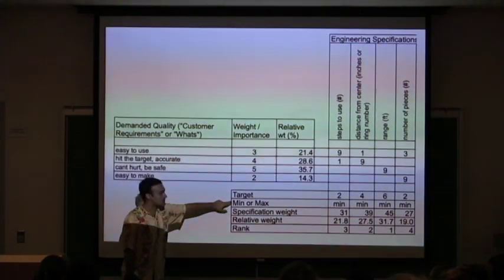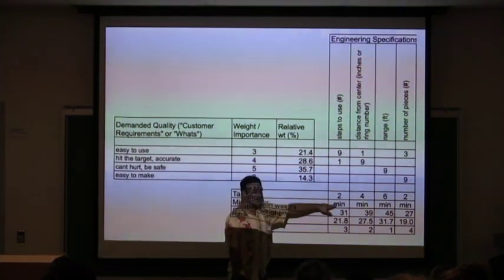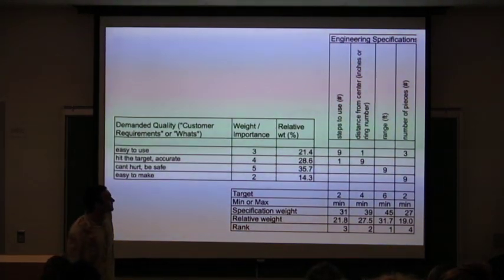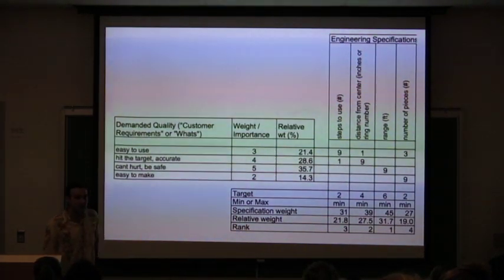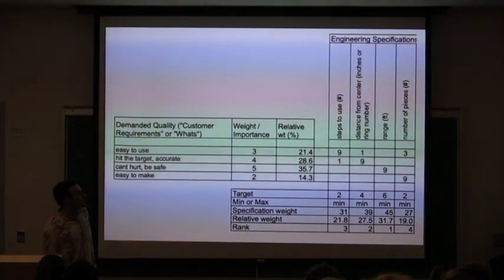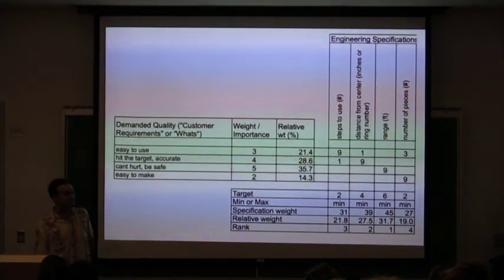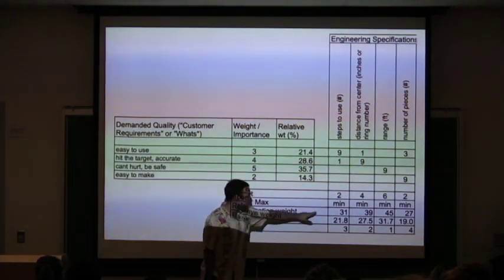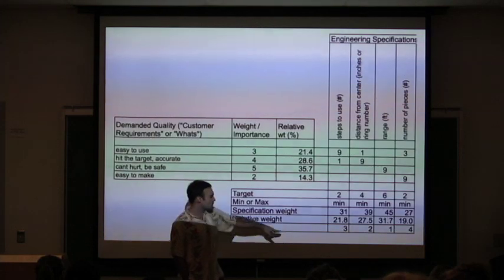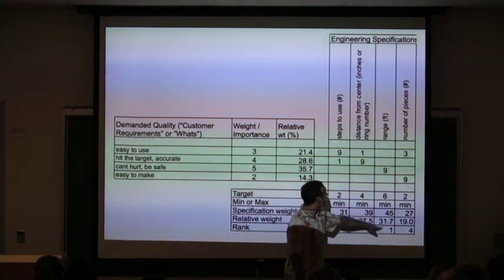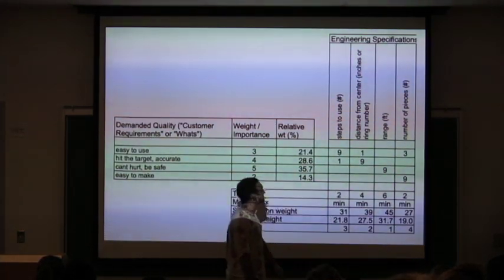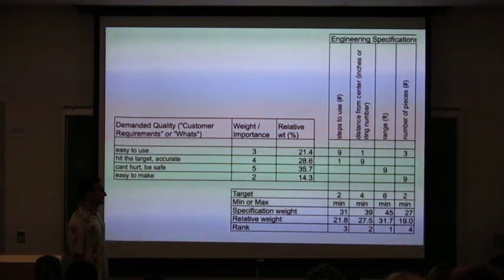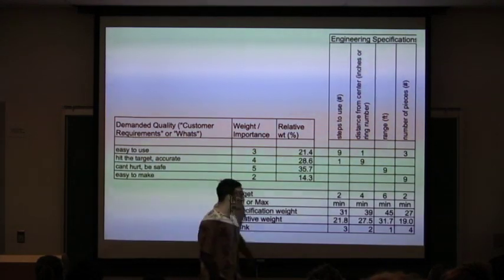We want to minimize or maximize this. Number of steps, we want to minimize that. We make that as low as possible. It turns out for all of these, we want to minimize it. We want to minimize the distance, the range for safety, and the number of pieces to make it easy to make. And the rest is in the Excel file. I'll go through the specification weights, and it will rank the importance of these. So it says number 1 is the range because of the safety. Right? So this is a way to analyze this problem.